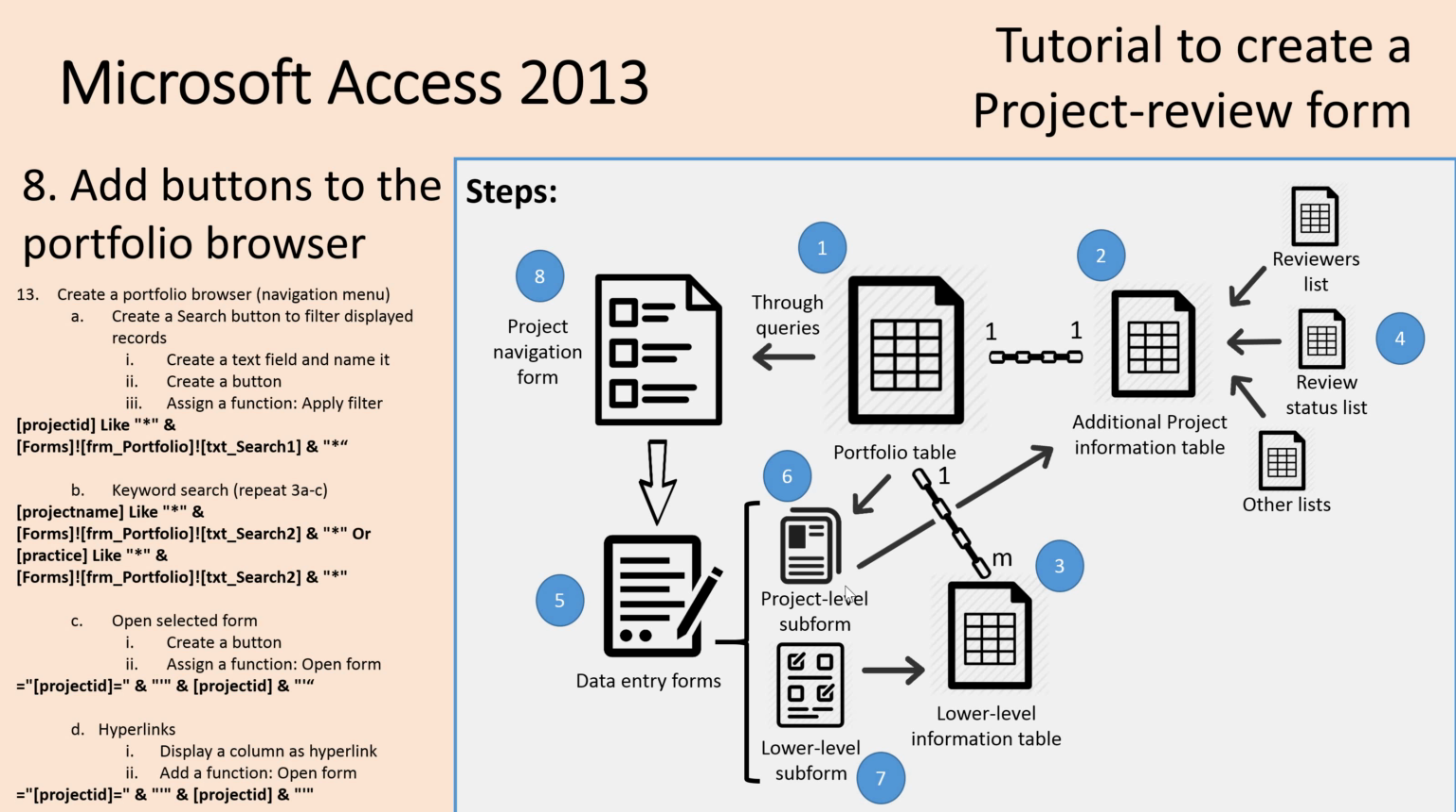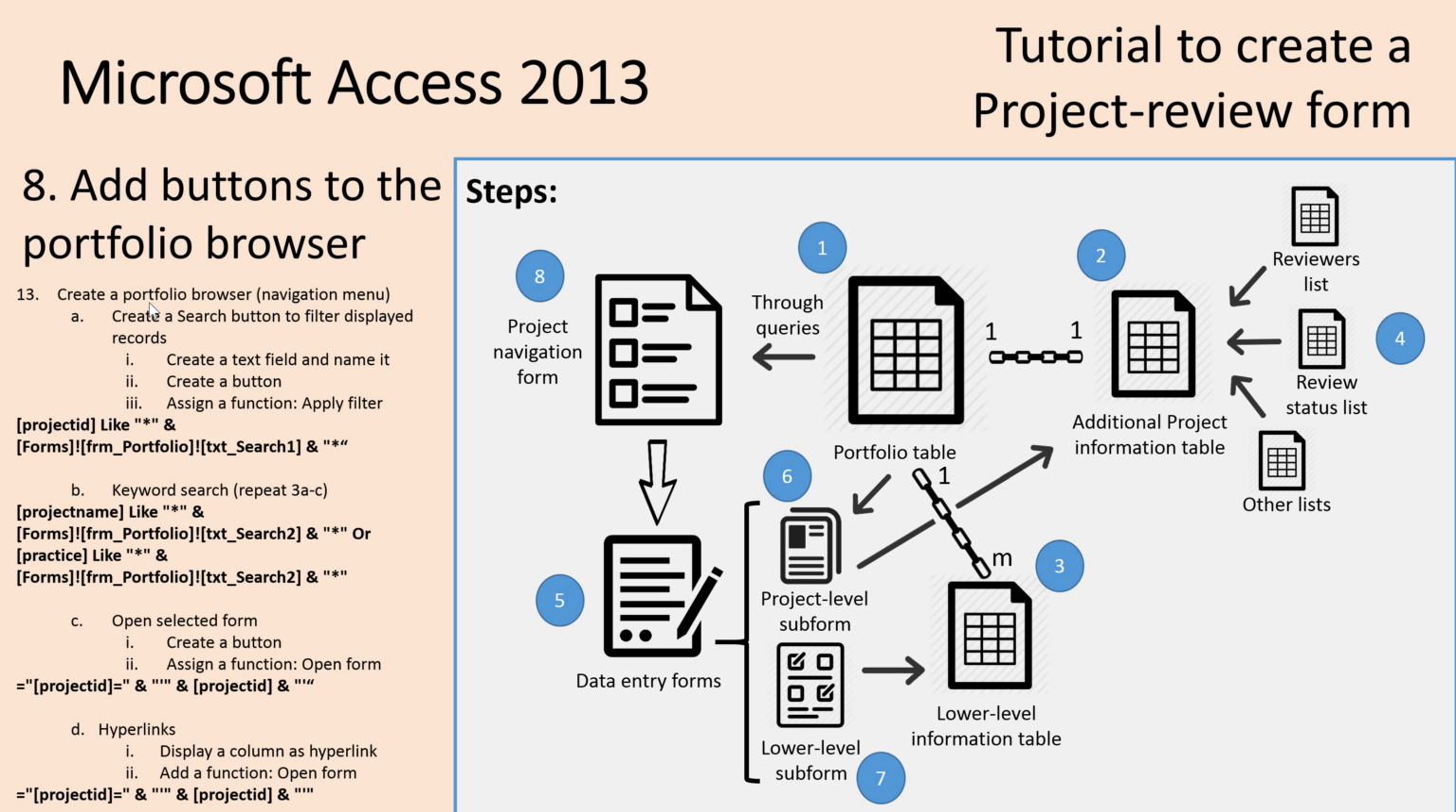We already created in the previous videos all these forms and data sets and this data entry form and even this portfolio form. We just need to create some buttons in order to narrow the list of displayed projects, to allow people to select more easily the project that they want to work on, so that they can click and jump from the project navigation form to the data entry form and start doing the review.